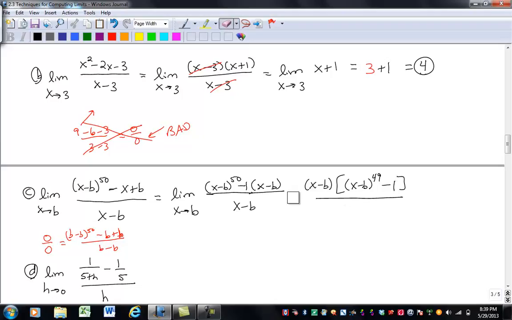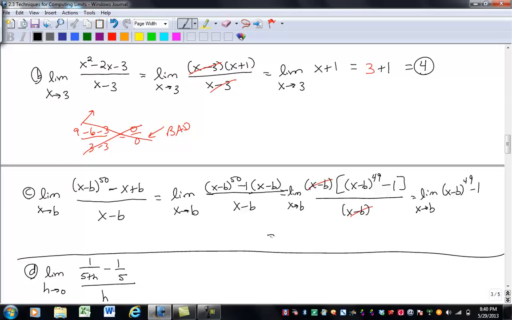And this is the limit as x approaches b. But now I can cancel the x minus b factor, and I have the limit as x goes to b of x minus b to the 49th minus 1. Then when I actually go and evaluate this, I can plug in now. I can replace all the x's with b's, and there is no 0 in the denominator anymore because I got that to factor. So I replace x with b, and I get b minus b to the 49 minus 1. That's 0 to the 49 minus 1. That's just the negative 1.